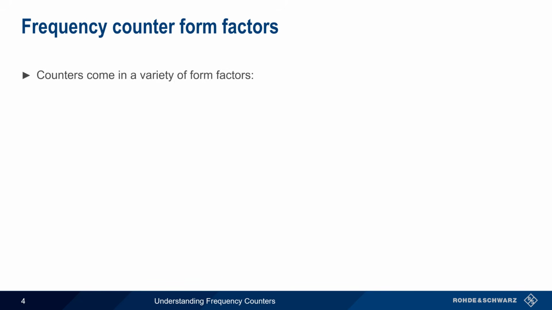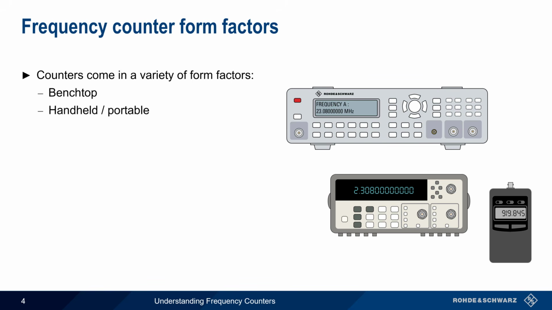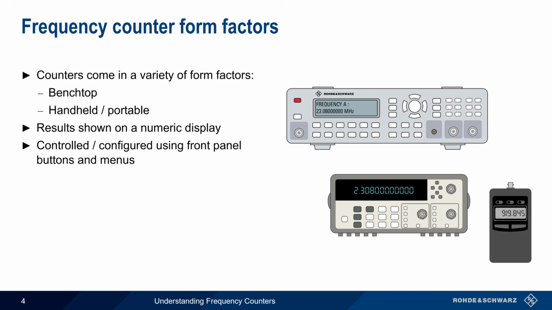Frequency counters come in a variety of form factors, the most common being a benchtop or a handheld instrument. In almost all cases, the measurement results are shown directly on a numeric display, and the counter is controlled and configured using front panel buttons and menus. Note, however, that more advanced frequency counters can sometimes be operated programmatically. That is, the counter can be controlled and measurements can be configured via a USB or LAN connection.